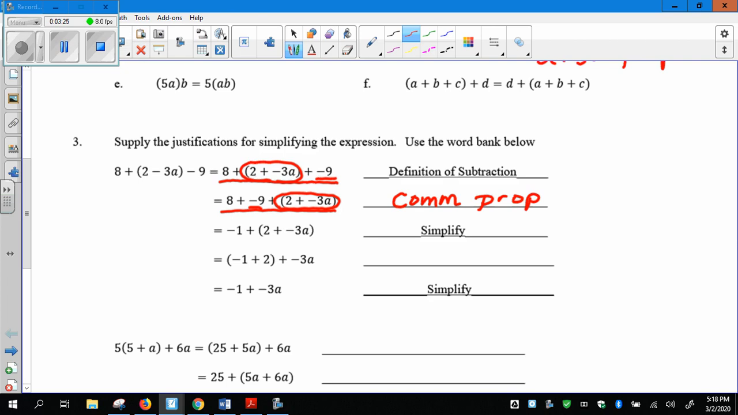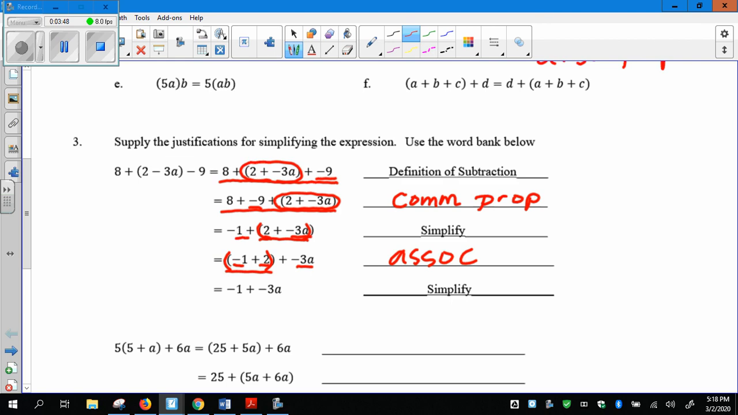Okay, and then from here to down here, the numbers are in the same order. What I mean by that is negative 1, 2, and negative 3a. They're all in the same order. What's changed is the grouping, so the parentheses are in a different spot. So that would be the associative property.